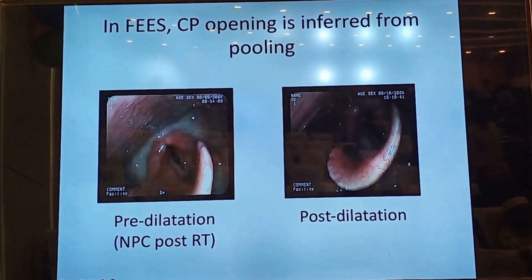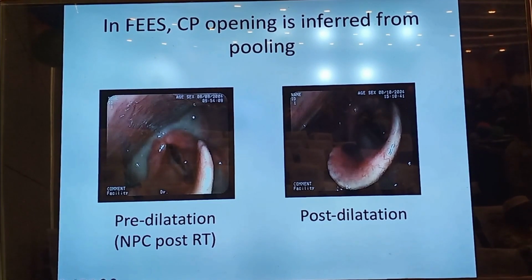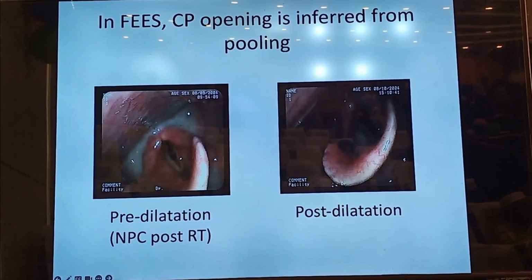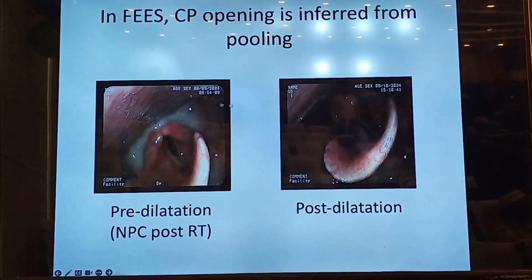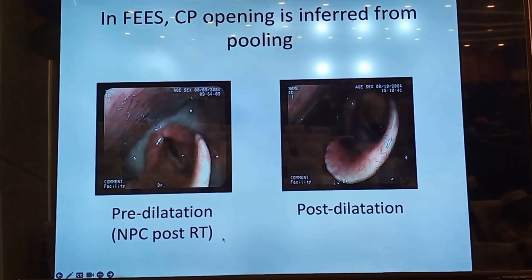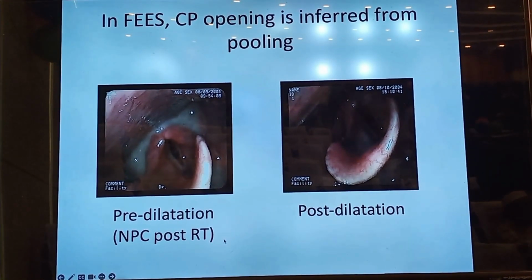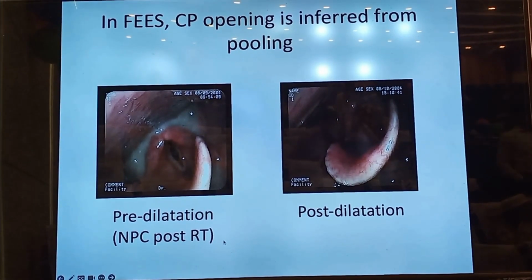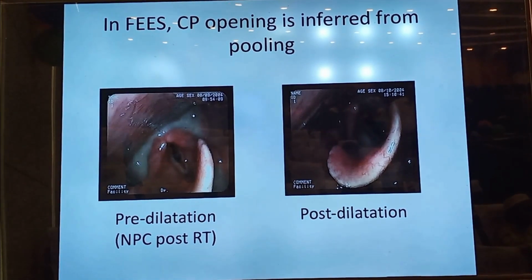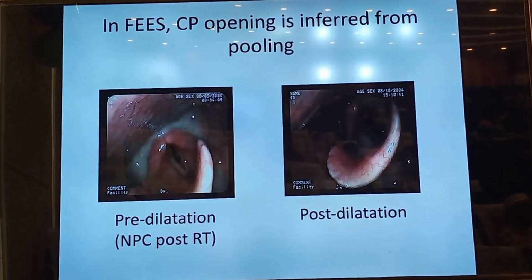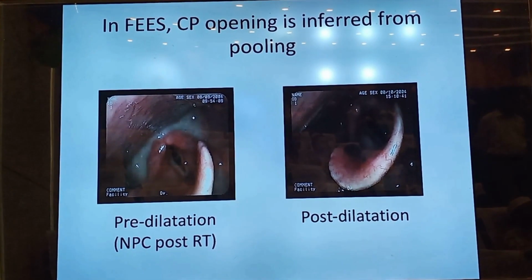In FEES, the cricopharyngeal sphincter opening is usually inferred by looking at pooling in the hypopharynx. So for example, this patient, and this is not a video, who underwent radiotherapy for nasopharyngeal carcinoma, you can see that there is significant pooling in the hypopharynx. We carried out dilatation, and subsequently the patient is able to clear the secretions better.